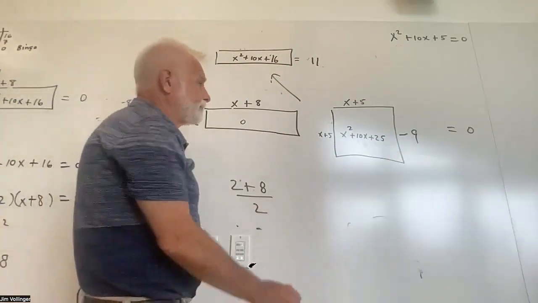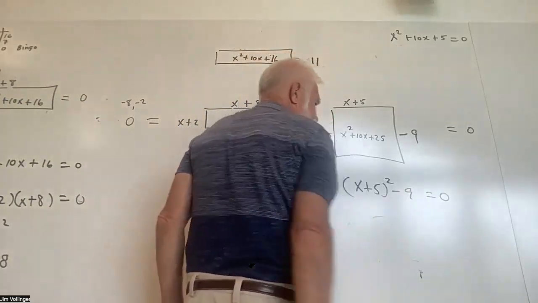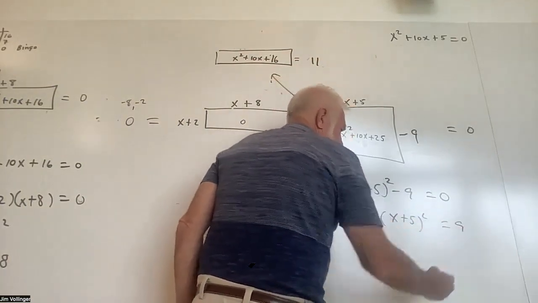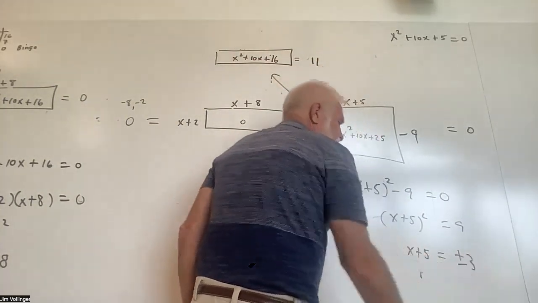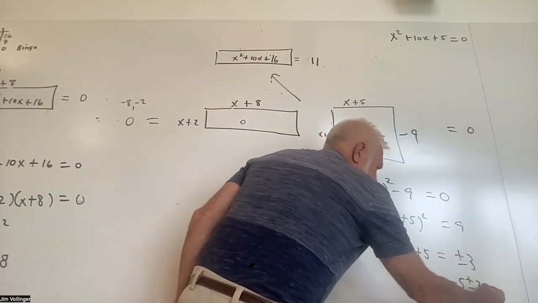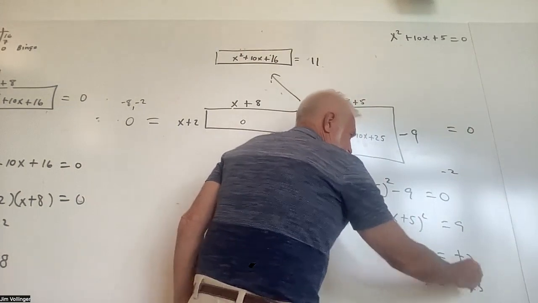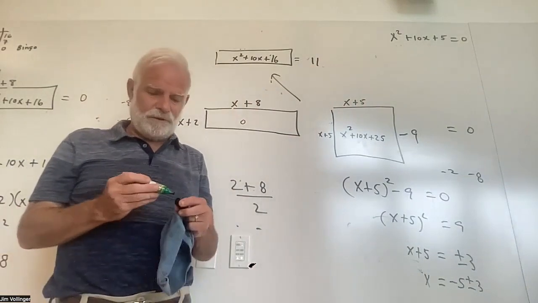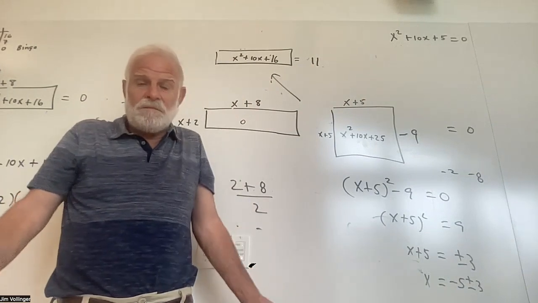So what have I got now? I've got x plus 5 squared minus 9 equals 0. Therefore, x plus 5 squared equals 9. Therefore, x plus 5 equals plus or minus 3. And therefore, x is equal to -5 plus or minus 3. And -5 plus 3 is -2. -5 minus 3 is -8. Then I just found a way to take non-factorable quadratics, rectangular situations, and I can work with them.